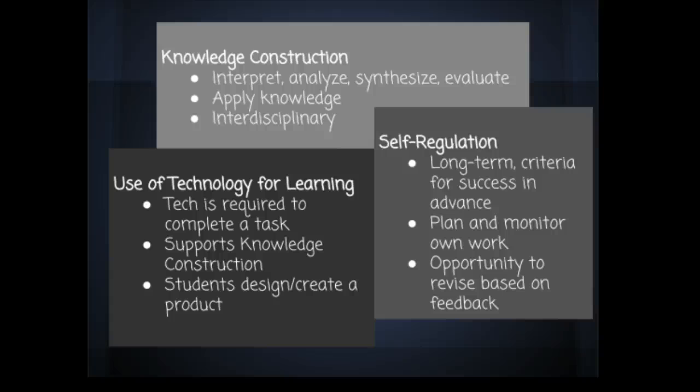Then our third one is self-regulation. Because students must plan and monitor their own work, the teacher can provide, like, okay, here are the things that you need to look at tonight before class tomorrow. Well, the student can look at those things in any order they wish.